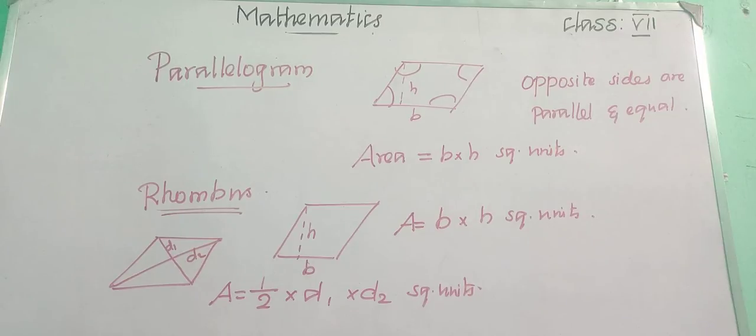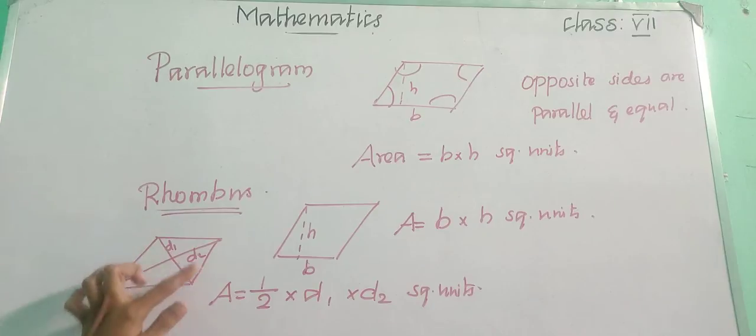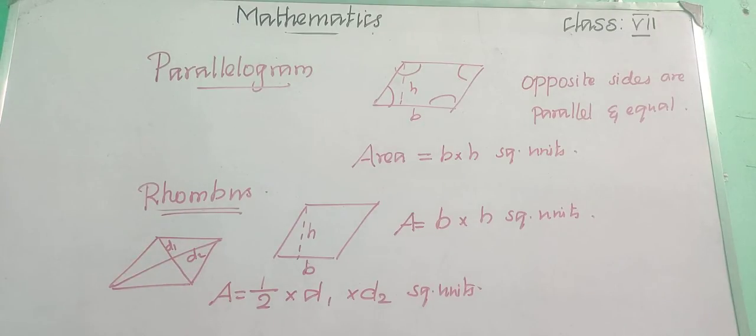What is the area formula for parallelogram? If base and height are given, area equal to base into height square units. If diagonals D1 and D2 are given, how will you write the formula? Area equal to half into D1 into D2. So these are all the things we have learnt in the previous classes, right?